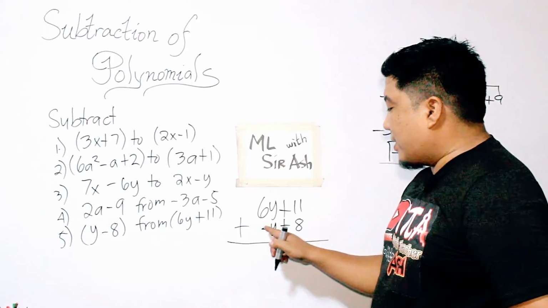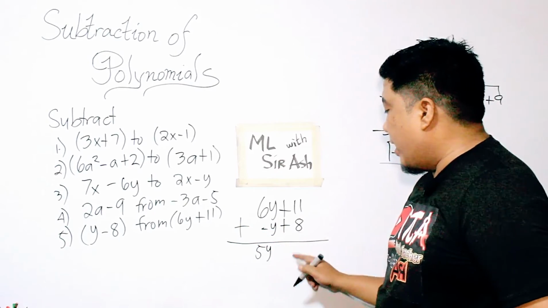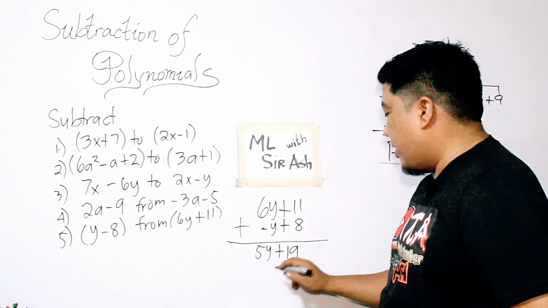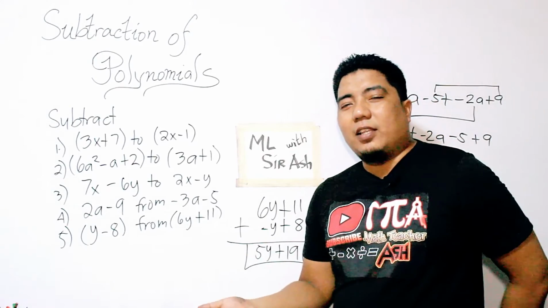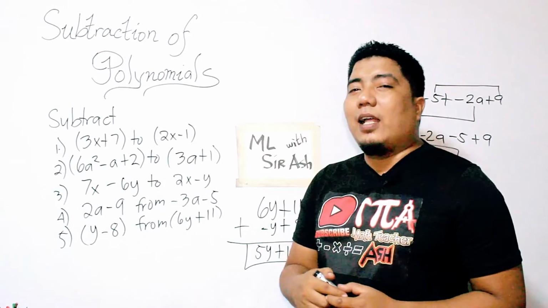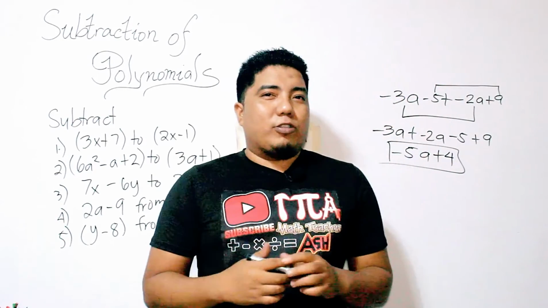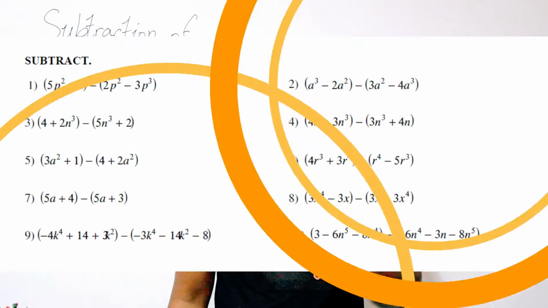So 6 plus negative 1, that will give you positive 5y. 11 plus 8, that will give you positive 19. And this is your final answer. Easy, right? So I hope you have learned a lot of things in the subtraction of polynomials. Now, this is the time that I will challenge you whether you have understood our topic, and here it is.